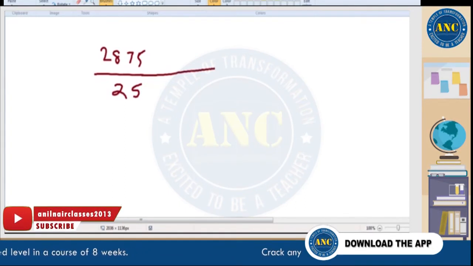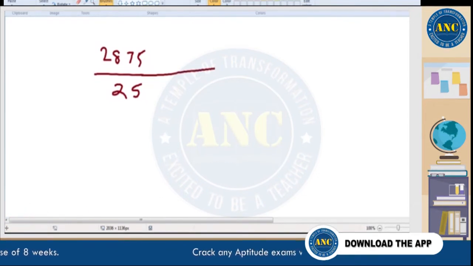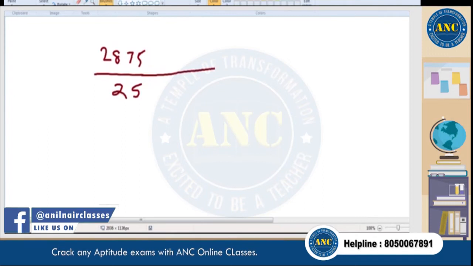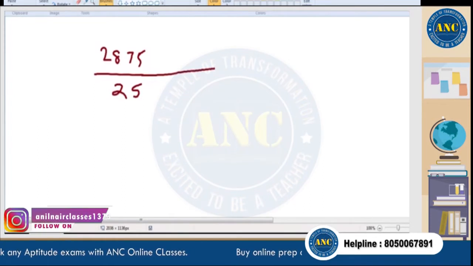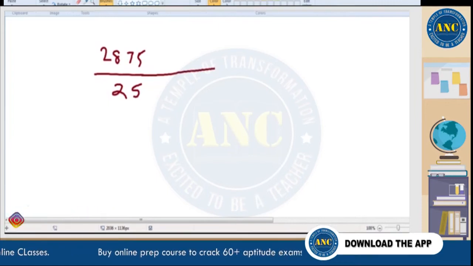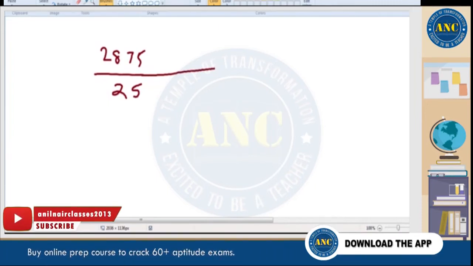Two 2875 by 125. Okay, very good, sir. Okay, okay, very good. Okay, I'm just going to that method.